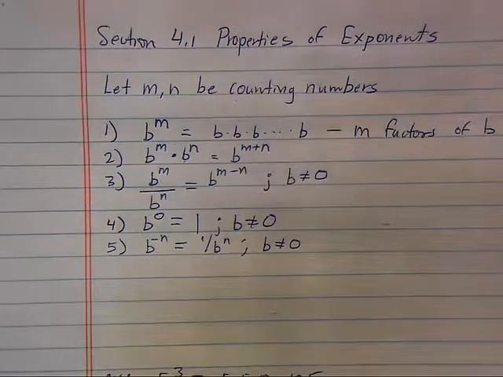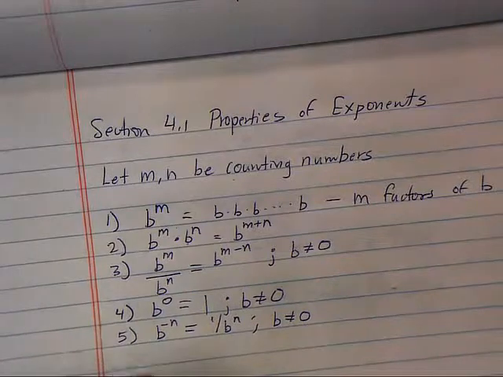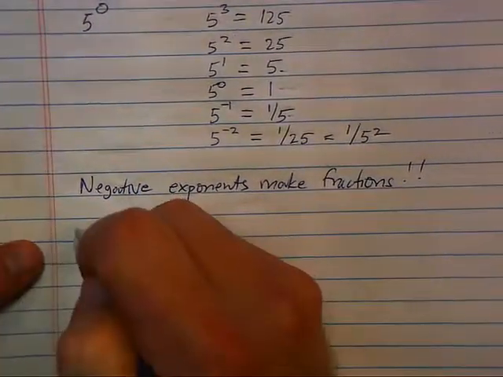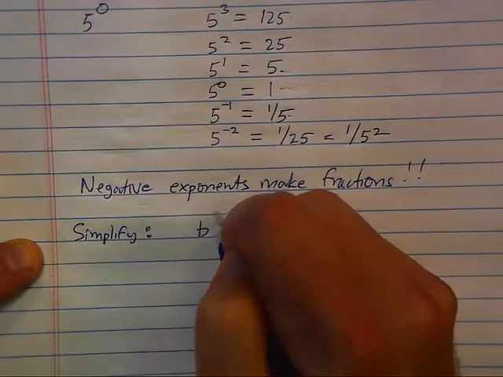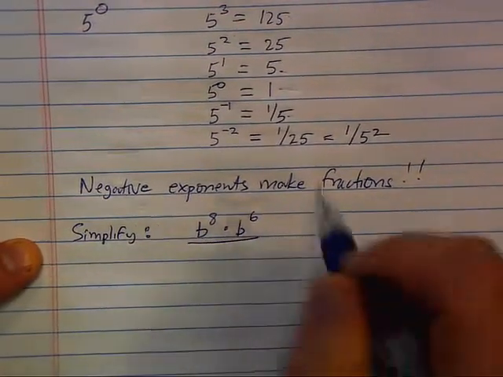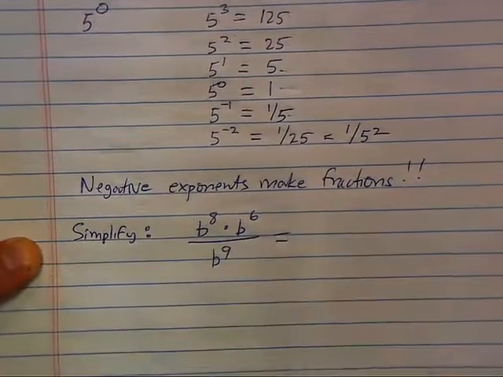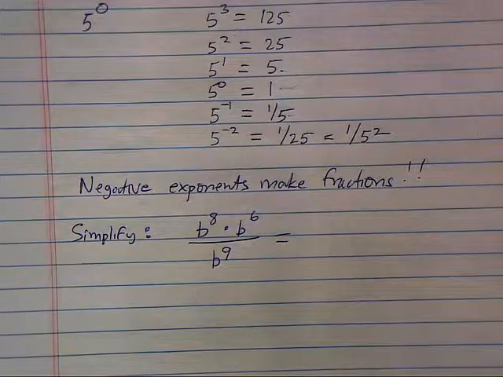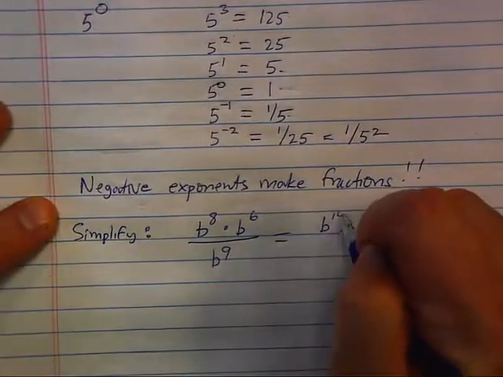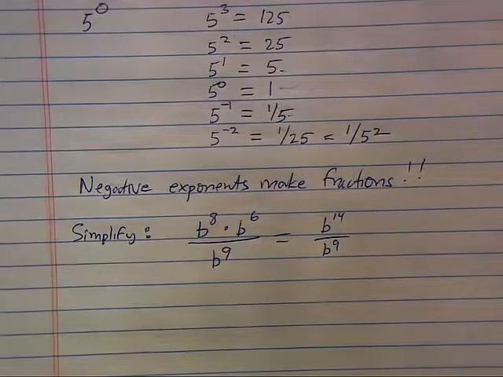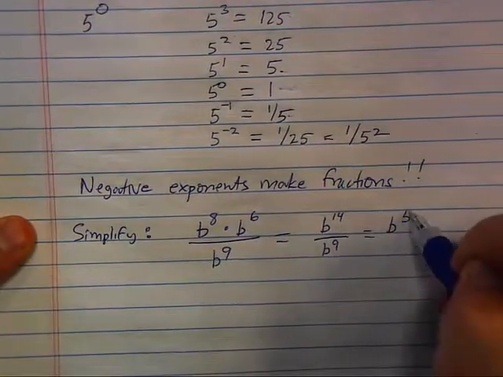Okay, so some of the problems you're going to do are going to look like this. Simplify: B to the 8 times B to the 6th divided by B to the 9th. Just tell me what you would do. Do the top first, and you add the exponents. So that's going to give you B to the 14 over B to the 9. And then you recognize that you have division. When you have division, you subtract your exponents. 14 minus 9 is 5. So your answer would be B to the 5th.